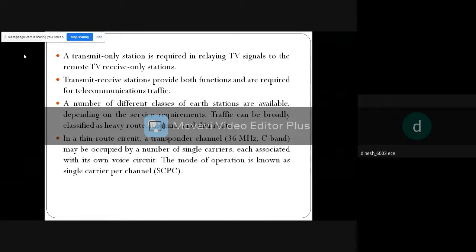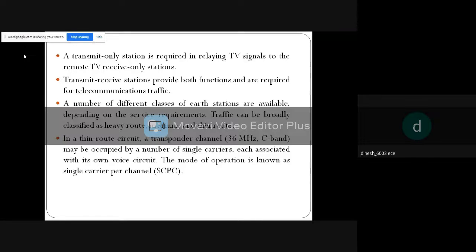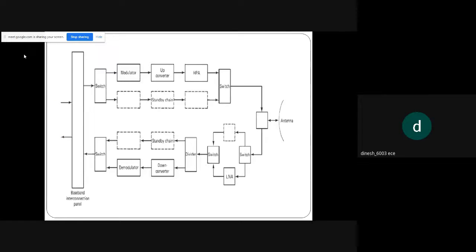Traffic can be classified into heavy route, medium and thin route. A thin route circuit will have a transponder channel of 36 megahertz operating in C band and occupied by a number of single carriers, each associated with its own circuit. This mode of operation in thin route circuit is known as single carrier per channel. I'll show you that in the diagram.